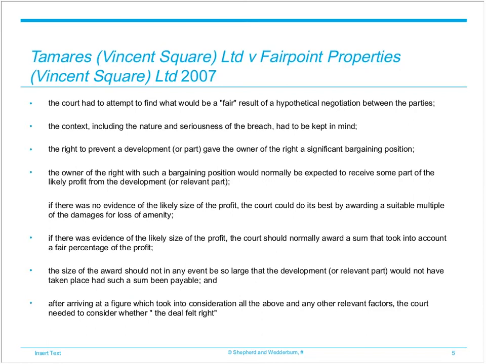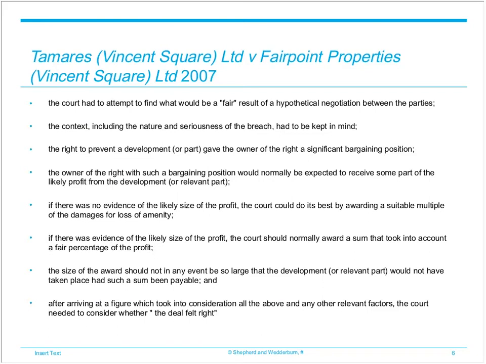In the English case Tamares Vincent Square Limited against Fairpoint Properties in 2007, the court set out the matters to be taken into account when assessing what sum would have been reached in negotiations between the parties had they made use of their respective bargaining positions. The case involved the infringement of a right of light, not something that exists in Scotland. But nonetheless, the principles are the same where you're seeking to stop something. The court considered and approved the decision in Stokes and set out the following principles.